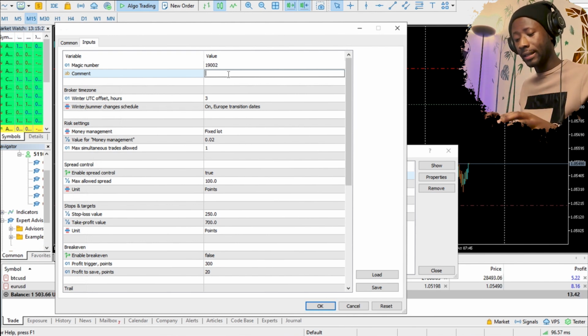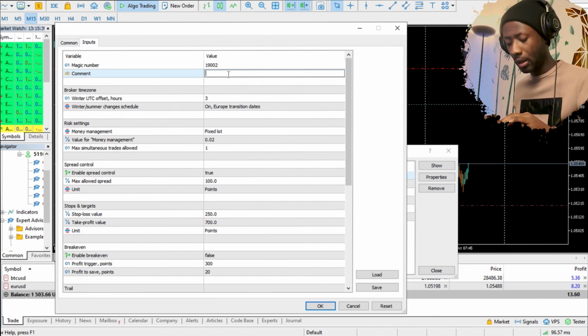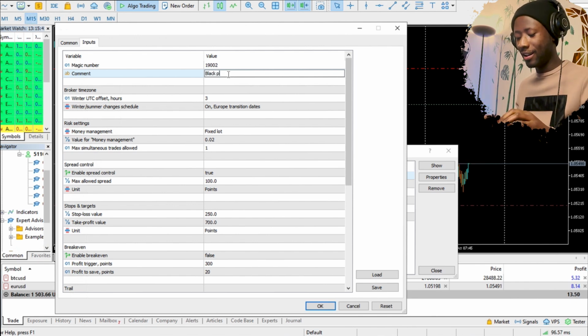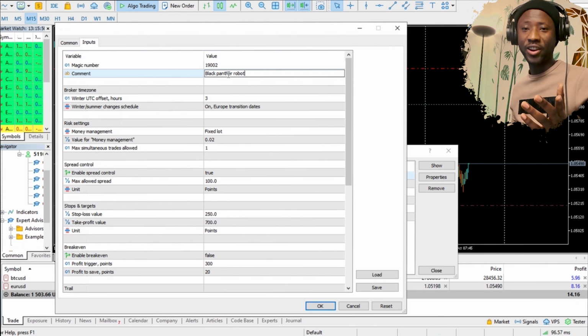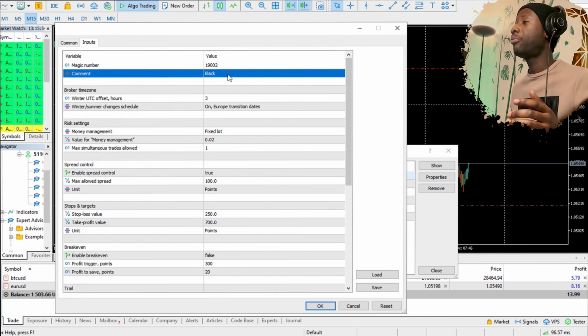So this time you can call it Black Panther robots. Okay, there you go. All right, then you press OK. Then the name will remain there.